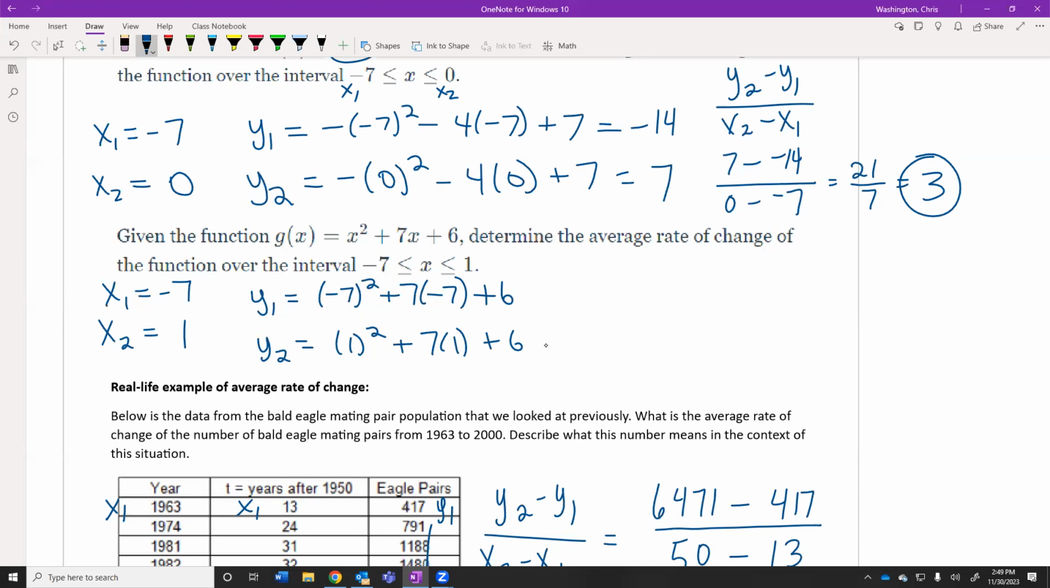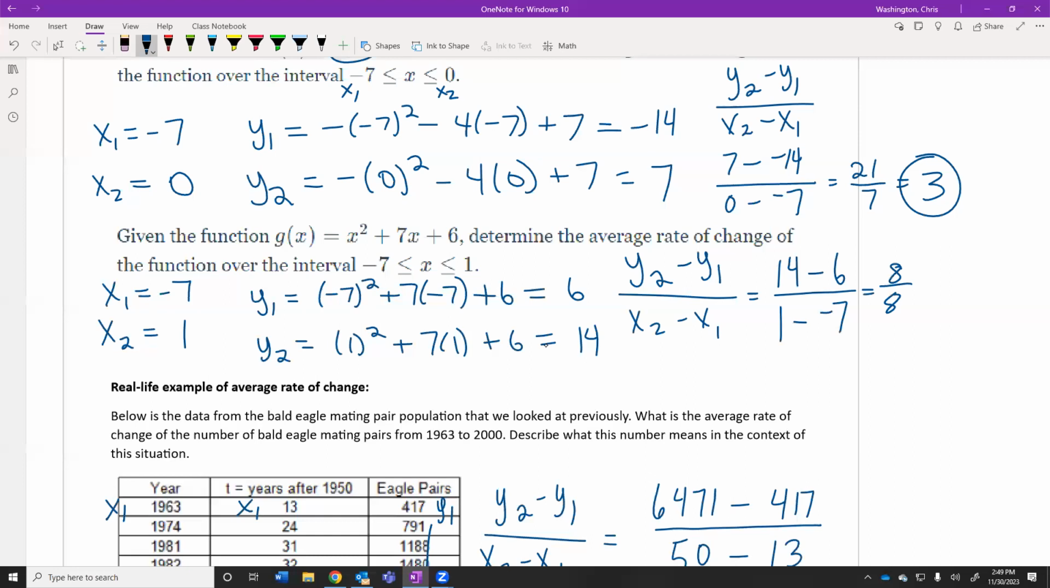All right, this last question, you should have got 6 for y1 and 14 for y2. So y2 minus y1 over x2 minus x1. Y2 is 14, y1 is 6, x2 is 1, minus x1 is -7. So without a calculator, you would end up with 8/8, and 8/8 is 1. So something is changing at a rate of 1 inch per day, 1 foot per second, or something along those lines.